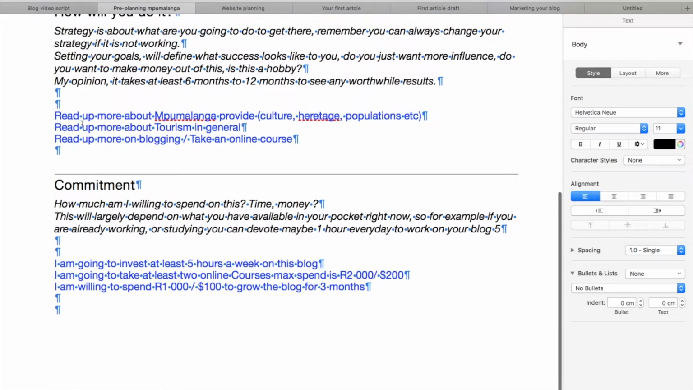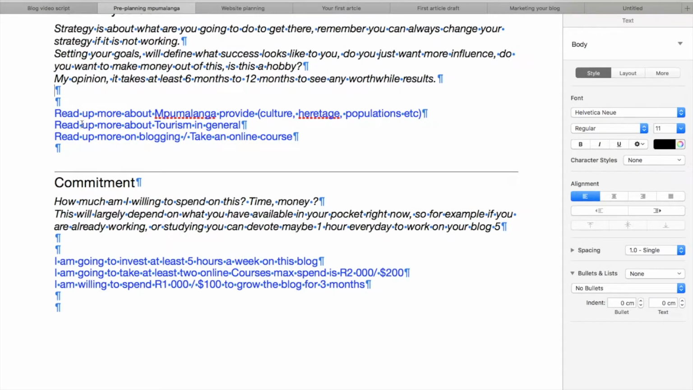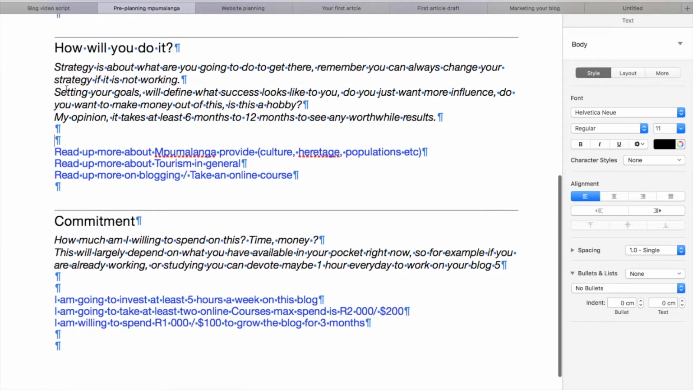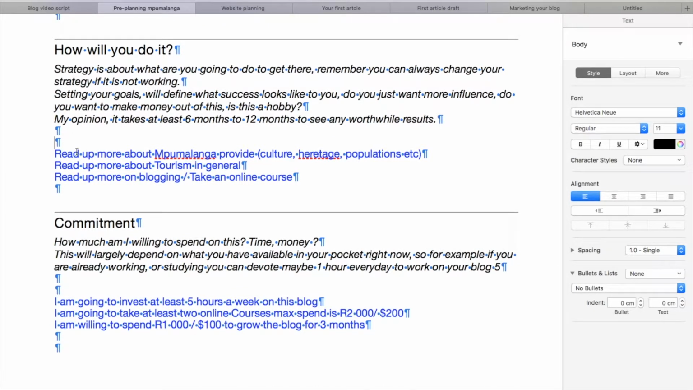And once again, I've mentioned that setting goals will define what success looks like to you. So my strategy to meet my goals, I said I'm gonna read up more about Mpumalanga, the province. So I'm gonna find out about the culture, the heritage, the population, how many people are in Mpumalanga, and just try to get the general feel. What is the language, who are the people that are likely to come to Mpumalanga? So that is the background research that I need to do in order to reach my goals.